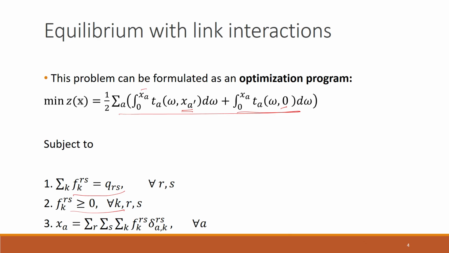And in order to connect the link flows x A with the path flows f K RS, we have this parameter delta A K RS. We have discussed this many times before. So, delta A K RS comes from the network structure. So, this can be calculated beforehand. So, this is a given quantity, it is not a variable, okay. So, the constraints are the same as before, okay. Only the objective function is different as compared to the deterministic user equilibrium case when we had no link interactions, okay.